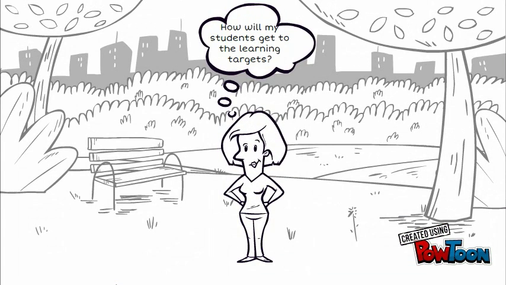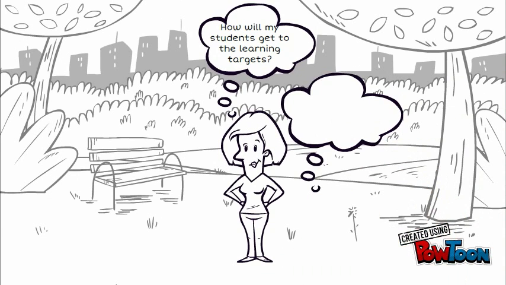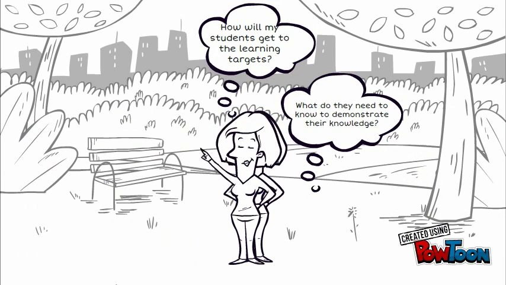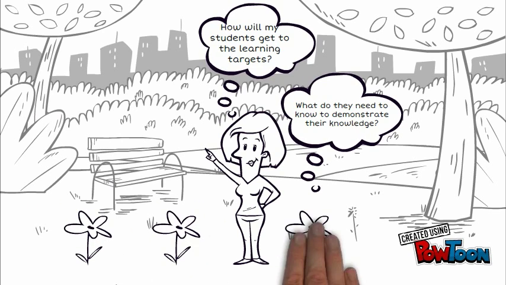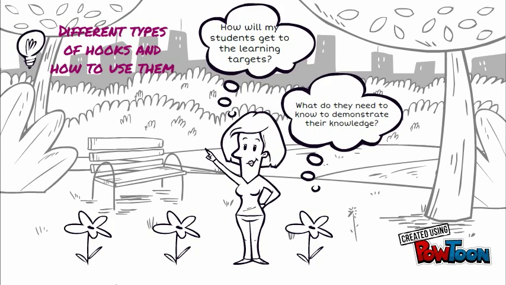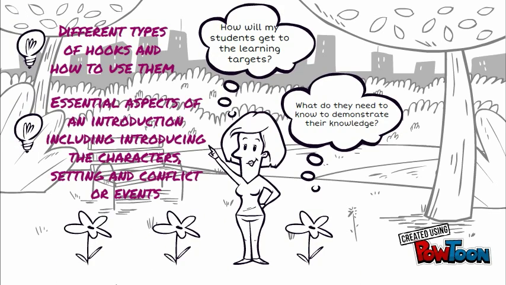Next, I asked myself, how will the students get there? What do they need to know to demonstrate their knowledge? Knowing what I would be assessing my students on helped me to choose the learning activities to teach this outcome, which was teaching them about the different types of hooks, how to use them, and teaching them the essential aspects of an introduction.